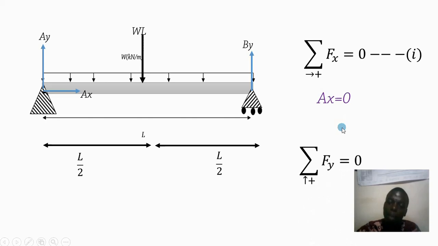Then we need to also determine the summation of forces in the Y direction, and taking the positive Y direction forces to be positive, then it means the sum of vertically upward forces should equal the sum of vertically downward forces. Since the vertically upward forces are only Ay and By, and the only downward force is WL, therefore Ay plus By will equal WL.